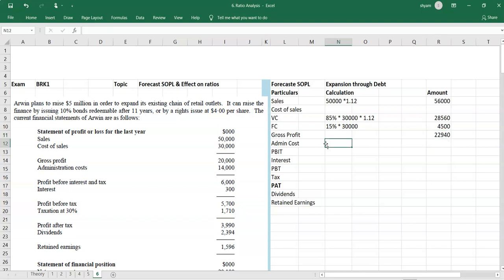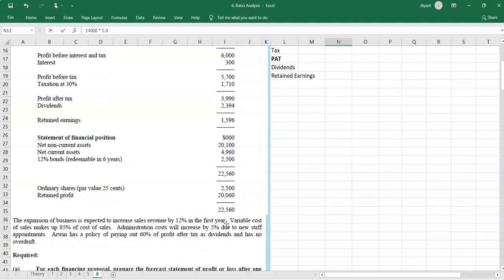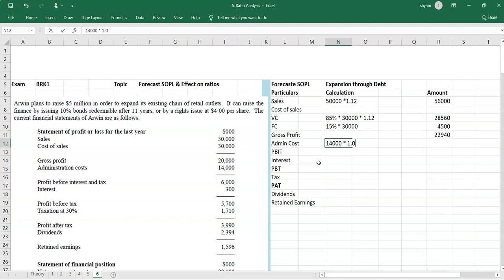Let's get the administration cost. Administration cost is 14,000, and that also is going to increase. By how much is it increasing? It is increasing by 5%, so 1.05. With this, we can get the PBIT. Gross profit minus administration cost is the PBIT that we got.